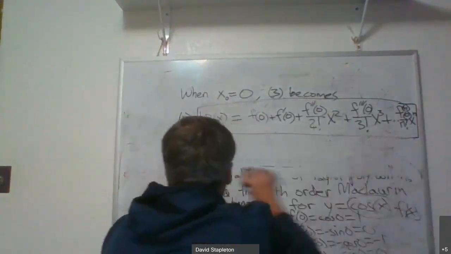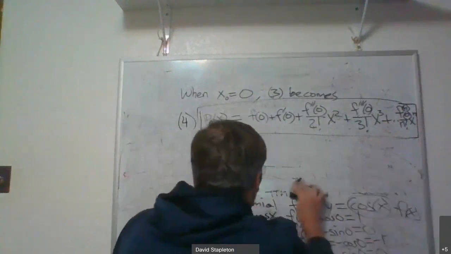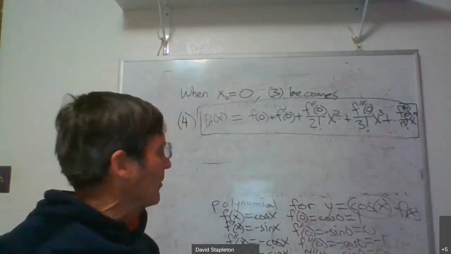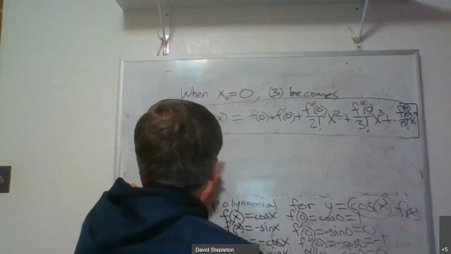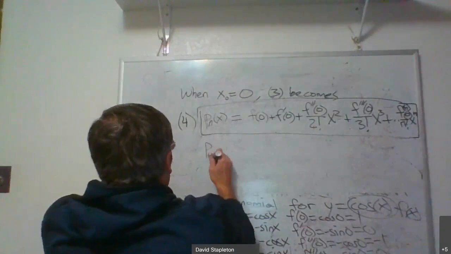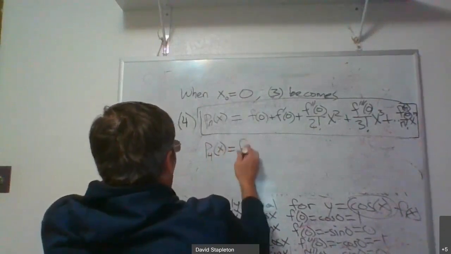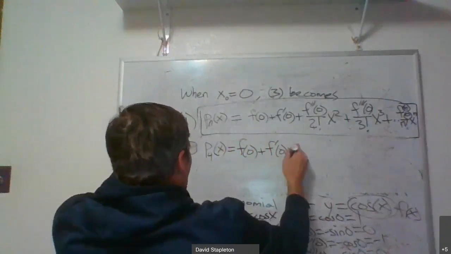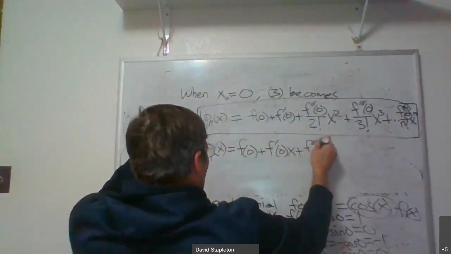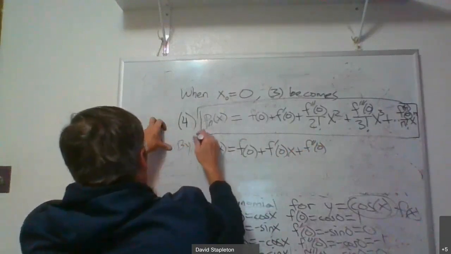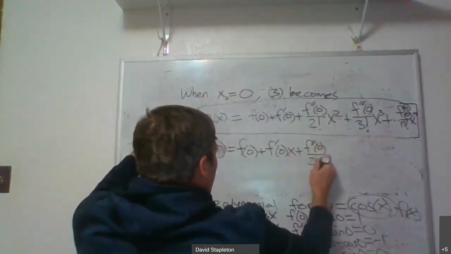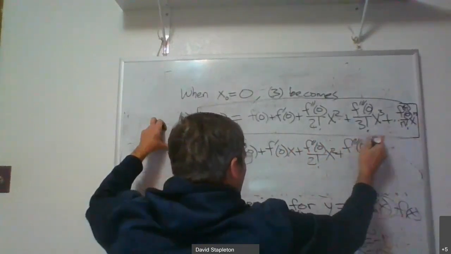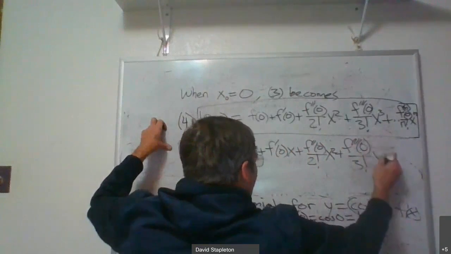Let's try this one now. Fourth order Taylor polynomial, Maclaurin polynomial for cosine x. So P4 of x is f at 0 plus f prime at 0 times x plus f double prime at 0 over 2 factorial x squared plus f triple prime at 0 over 3 factorial x cubed.